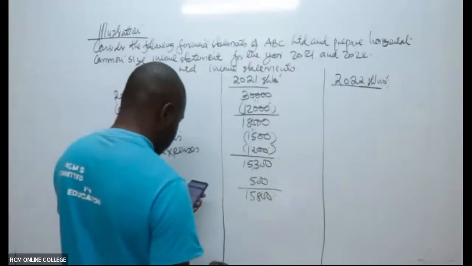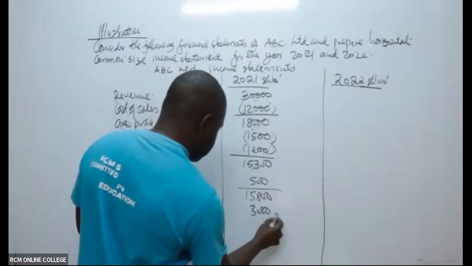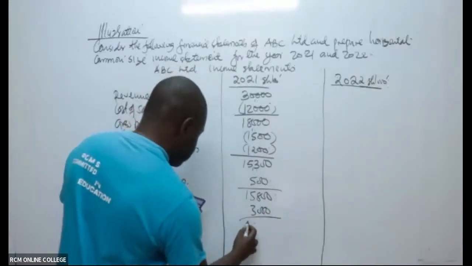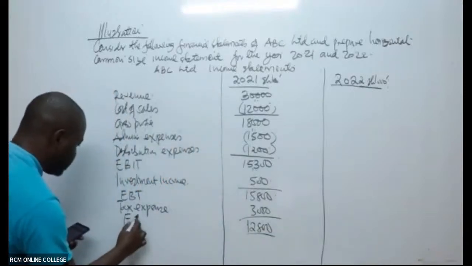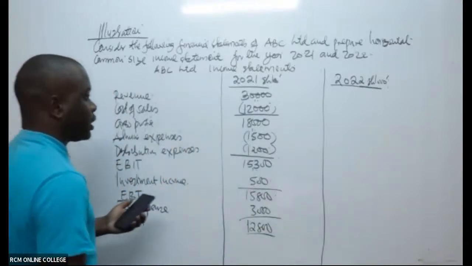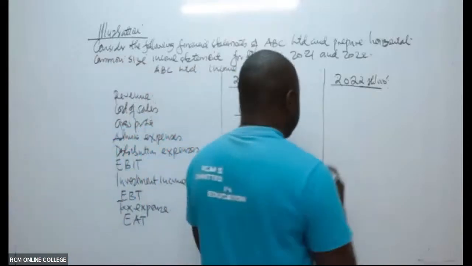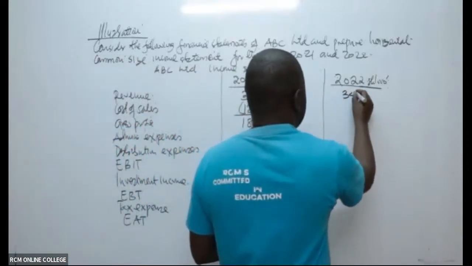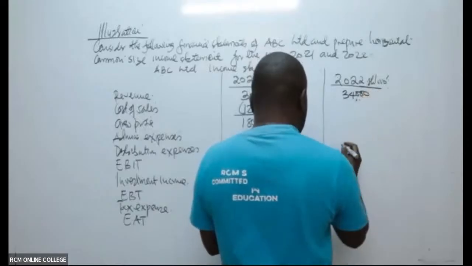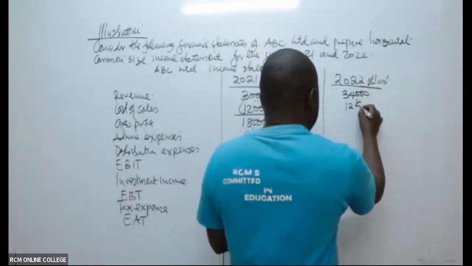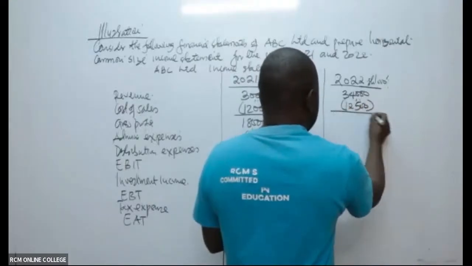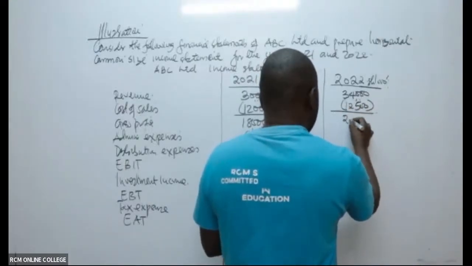Tax expense of 3 million. So that is 12,800. So these are the earnings after tax. You can also do the same for this one. So this one is 34 million. This one is 12,500. That will give you 21,500.